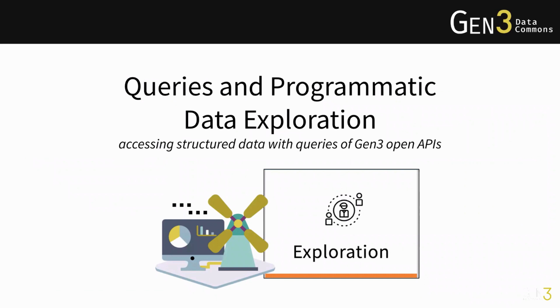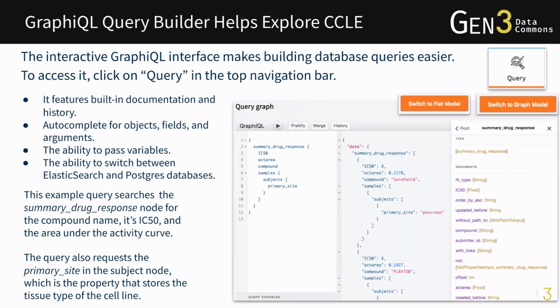Now that we've looked at the data exploration GUI, let's talk about using queries and command line tools for data exploration. The interactive graphical interface makes building database queries much easier. To access it, you click on Query in the top navigation bar. This page features built-in documentation and history, autocomplete for objects, fields, and arguments, the ability to pass variables, the ability to switch between Elasticsearch and Postgres databases.